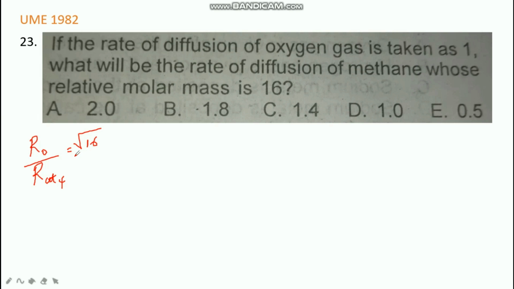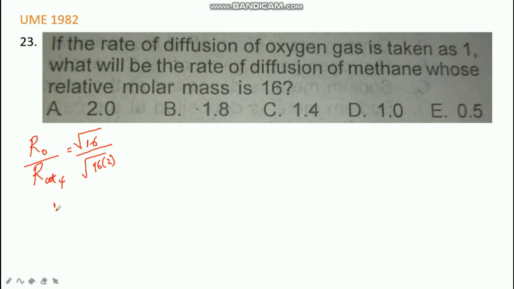the molar mass for methane, over the square root of the molar mass for oxygen. The molar mass of an oxygen atom is 16. So for oxygen gas, remember it's a gas, so it has to be 2 atoms. So that'll be 16 times 2. I believe that should be given, but anyway, the rate of diffusion of oxygen is taken as 1.